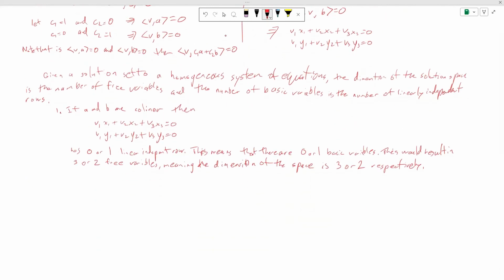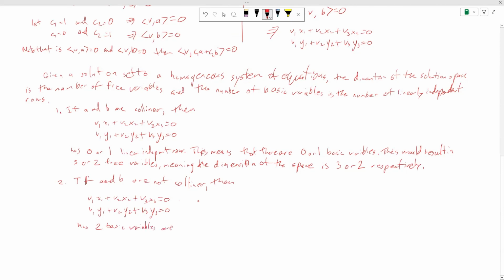Now, what if we're not collinear? If A and B are not collinear, then our system of equations has 2 basic variables and 1 free variable. Therefore, our space has dimension 1.